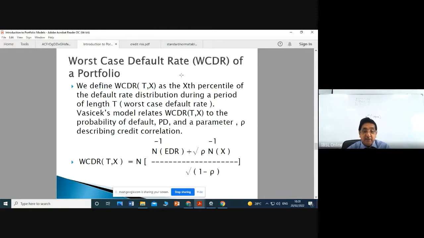WCDR-TX, we call it the X percentile of the default rate distribution during a period of length T. A period of length T means in order to arrive at the worst case default rate, we have to consider a particular term period. That, of course, can be 1 year, 2 years, or whatever it is. The Vasicek model relates WCDR-TX to the probability of default, PD, and a parameter rho describing credit correlation.